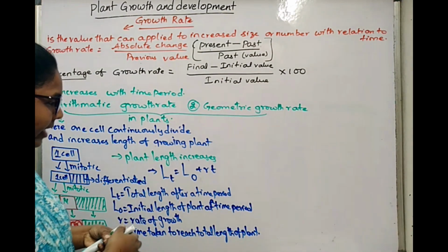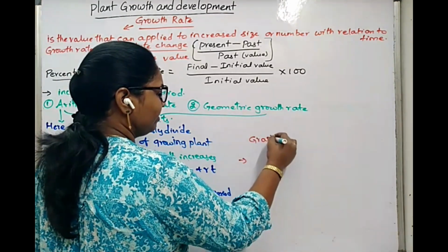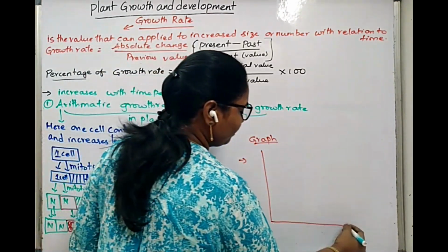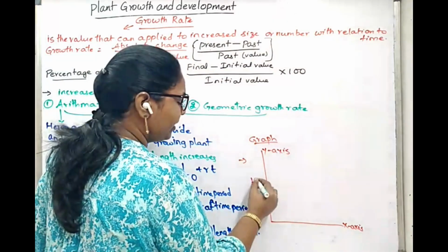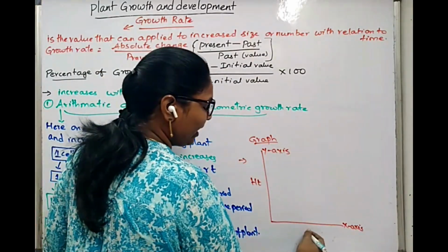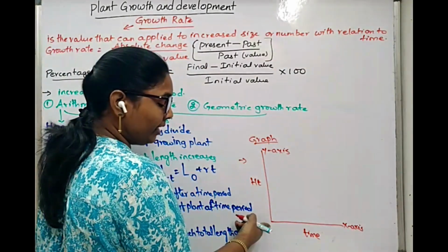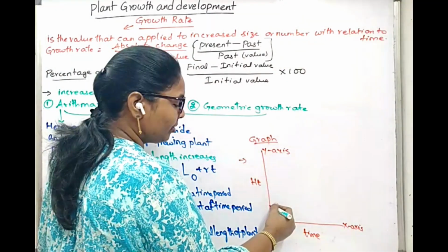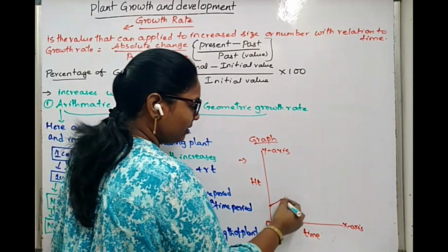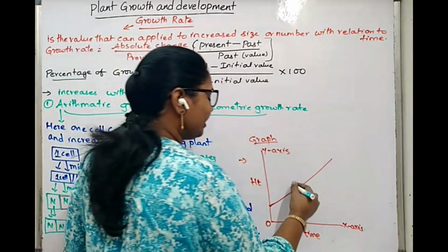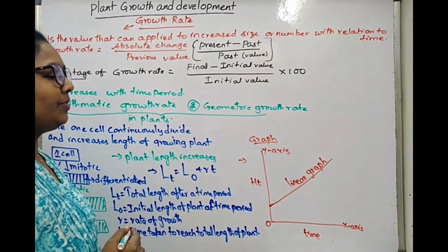This arithmetic growth rate can also be expressed in terms of a graph. This is x-axis, this is y-axis. Here we are considering on y-axis the height, on x-axis the time period. No cell will have initial zero length, so it will have some certain length. So I am not drawing the graph from the zero time period. The graph will be a linear graph, because we are talking about only continuous division of the cell.